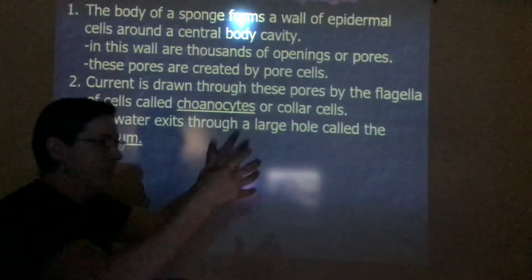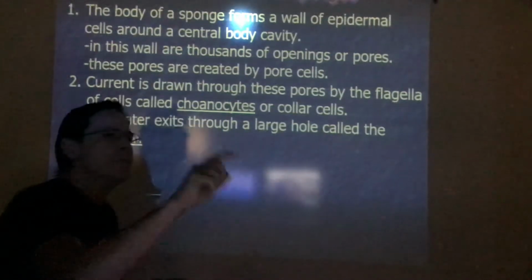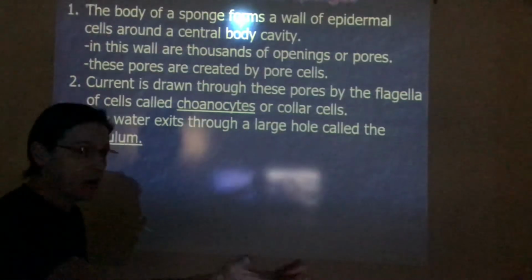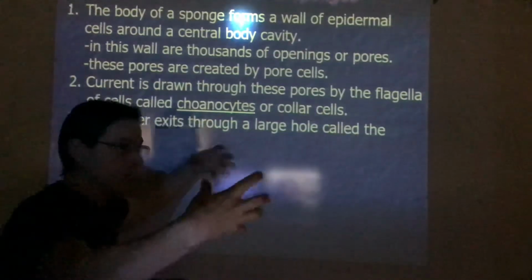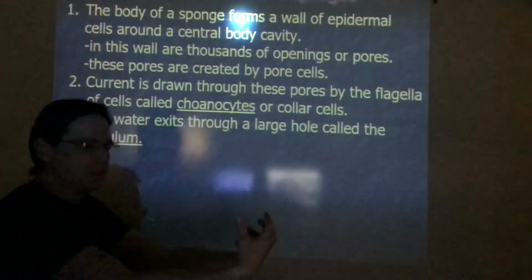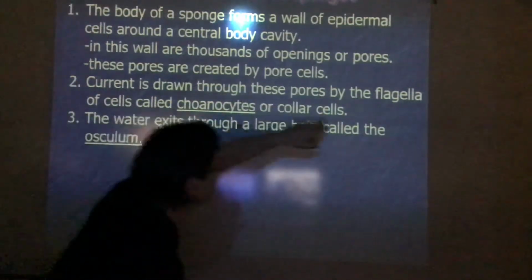So it's the outside and the inside. There's not a lot in between, okay? But there is stuff in between to make them perform life functions because they are alive. So for example, the current, the water, flows in from obviously the outside through those little pores, okay? And as they're flowing through, they've got these little flagella.